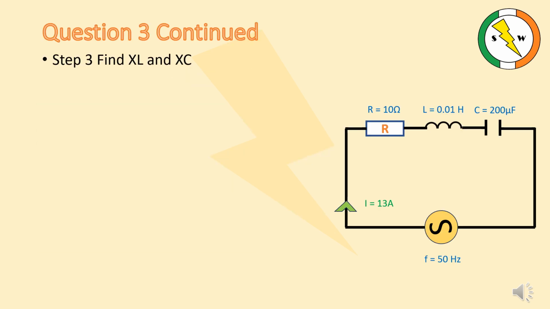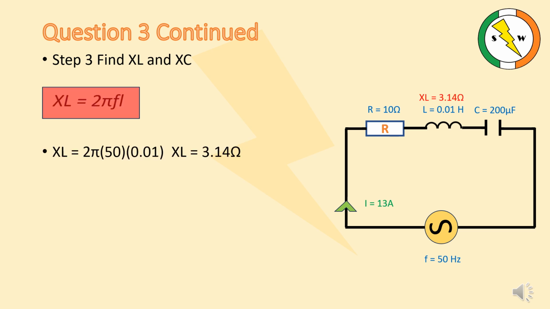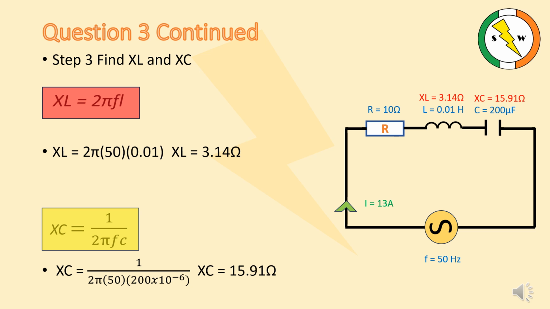Step 3. Find XL and XC. XL equals 2 pi by 50 multiplied by 0.01. XL equals 3.14 ohms. XC equals 1 divided by 2 pi multiplied by 50 times 200 by 10 to the power of minus 6. XC equals 15.91 ohms.